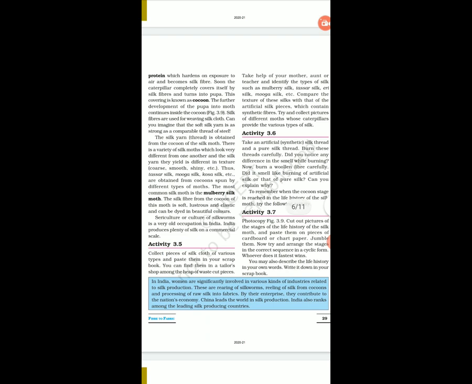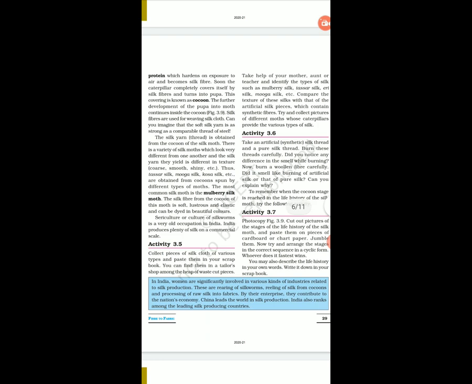It is given in the figure 3.9. Silk fibers are used for weaving silk cloth. Can you imagine that the soft silk yarn is as strong as comparable thread of steel? Silk is quite a strong thread, right? It is comparable to steel, as strong as steel also.